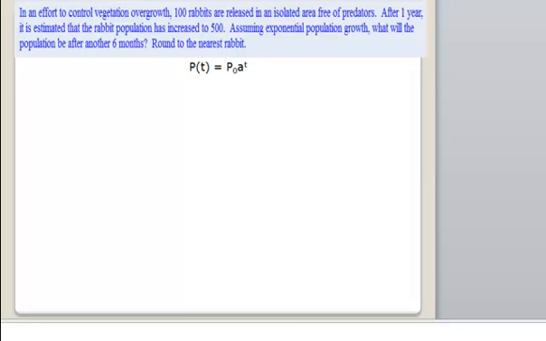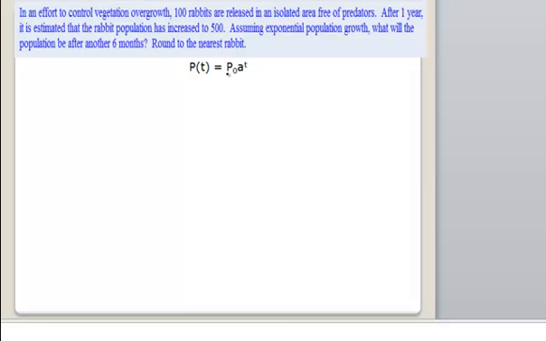Okay, so we have our function here. The P of t represents the final number, P sub 0 represents the original number, a is some constant, the constant of growth by the way, and t is your time in years. So what we need to do first is calculate what this constant of growth is before we can calculate how many rabbits will be there after another 6 months.